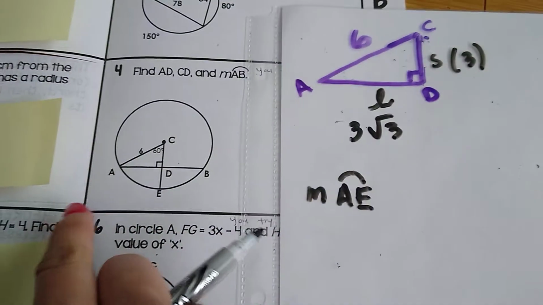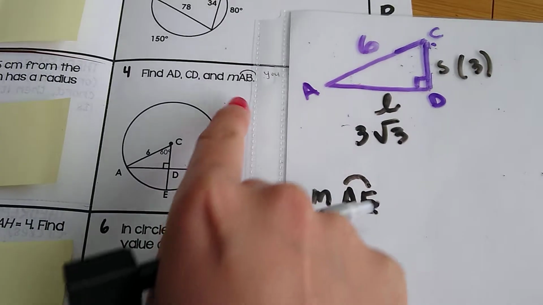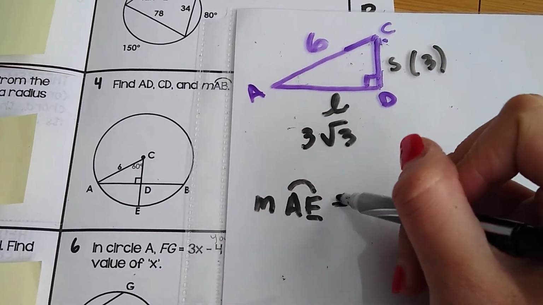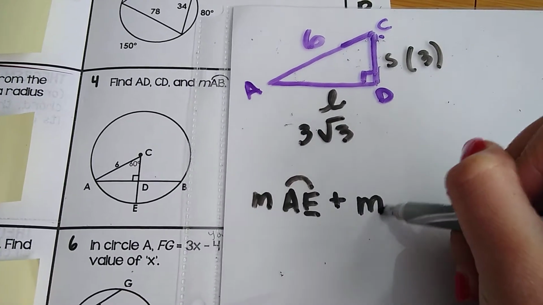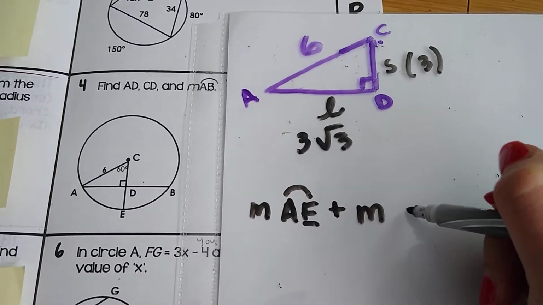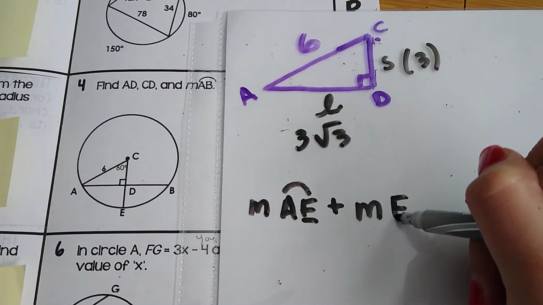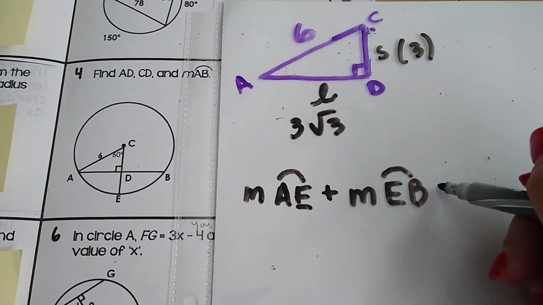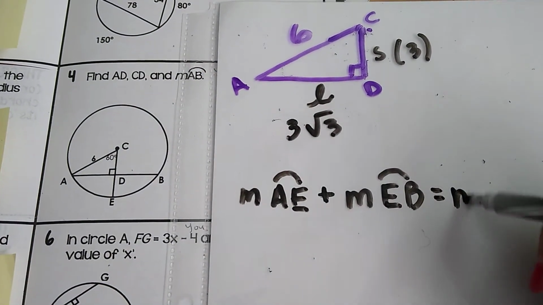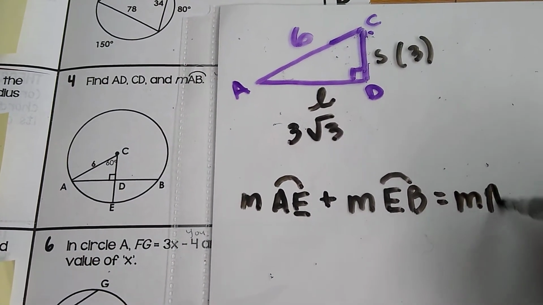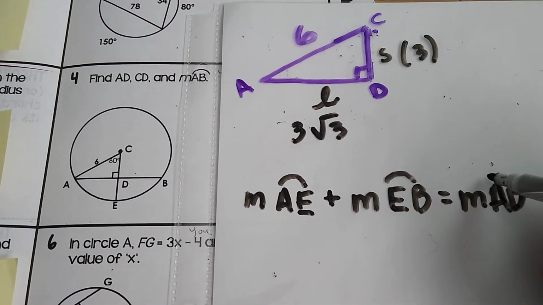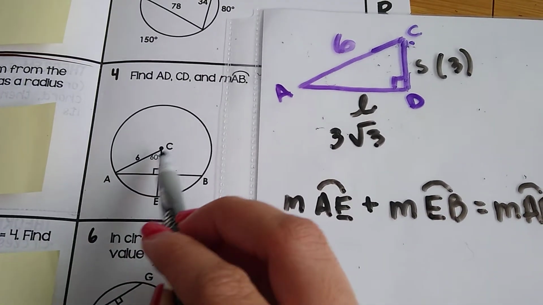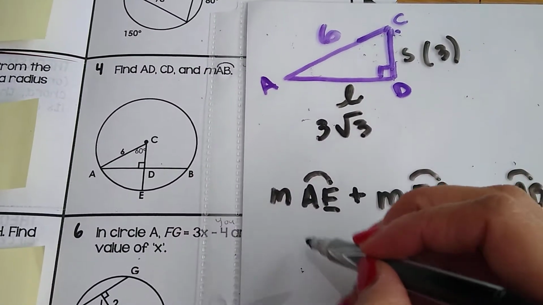Actually, if you notice, AE plus EB is going to be the measurement of arc AB. So let's go ahead and just write that equation down so we can see what we're going to do next. So measurement of arc AE, well, if this is 60, that means this arc is going to be 60.